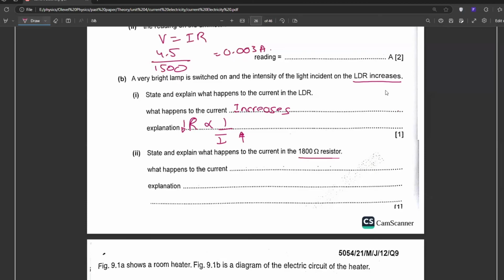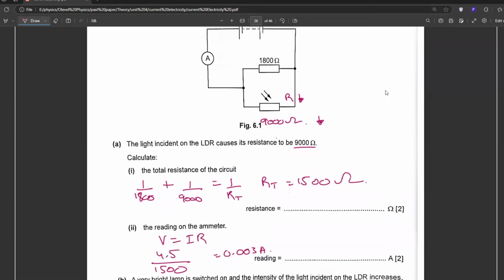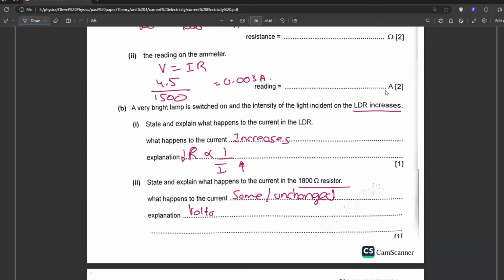State and explain what happens to the current in the 1800 ohm resistor. It remains the same or unchanged. Why is that the case? Because the voltage across it, that is 4.5 volts, remains unchanged. The resistance remains unchanged. If both voltage and resistance remain unchanged, current remains unchanged. So you can write here voltage and resistance remain unchanged. Simple. Let's further move ahead to the next one.